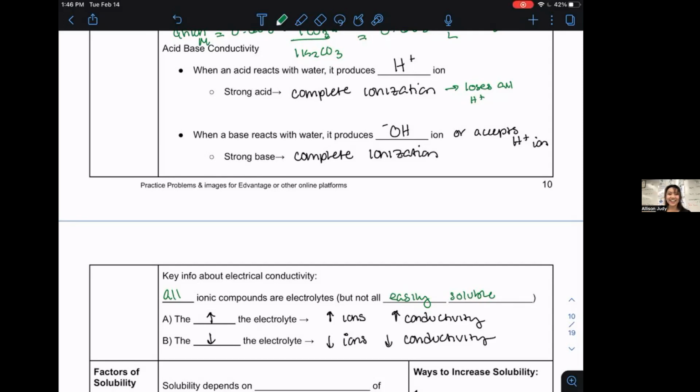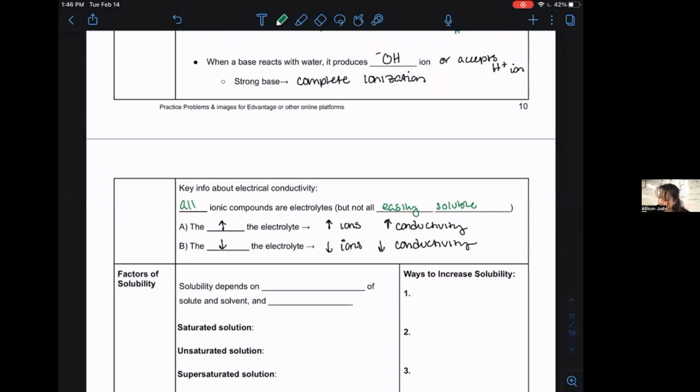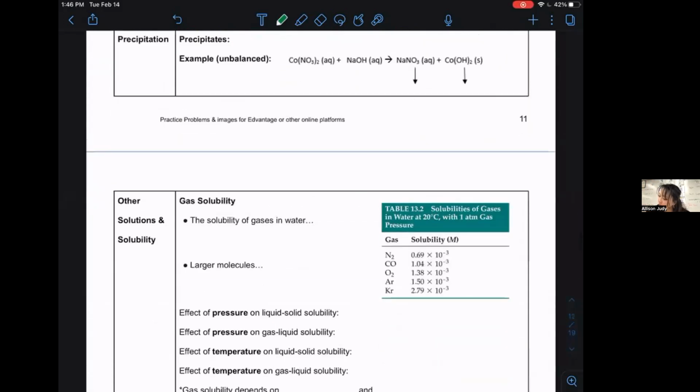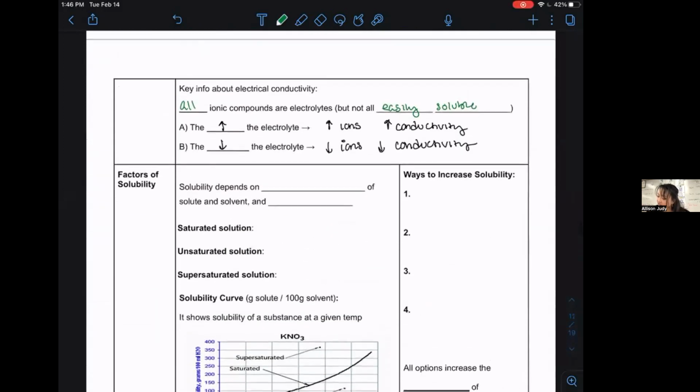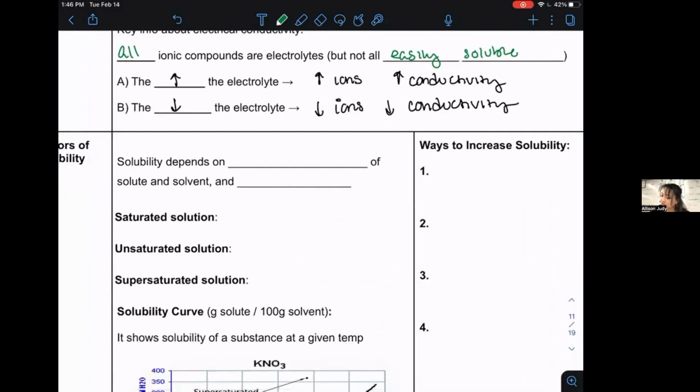So, all right, we're not done, folks. We're not done. We got a little bit more to go. Not too bad. This stuff we can whip through. This stuff will make a little bit more sense.